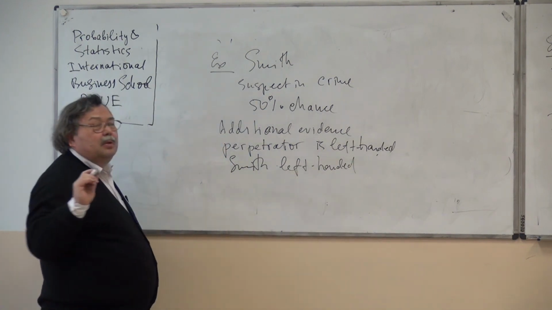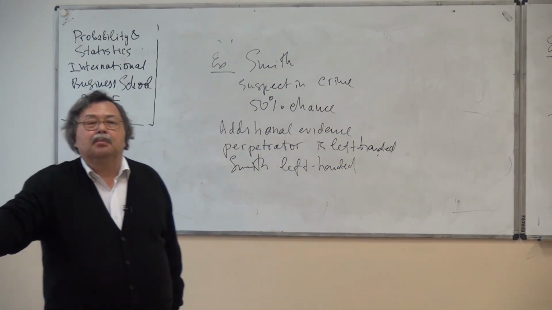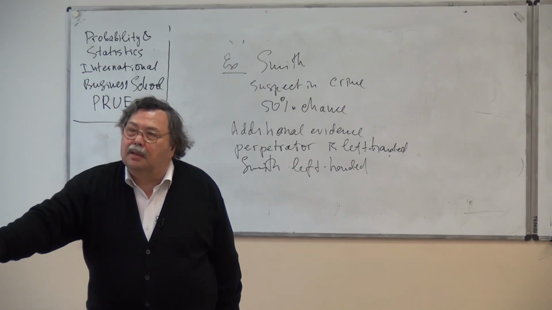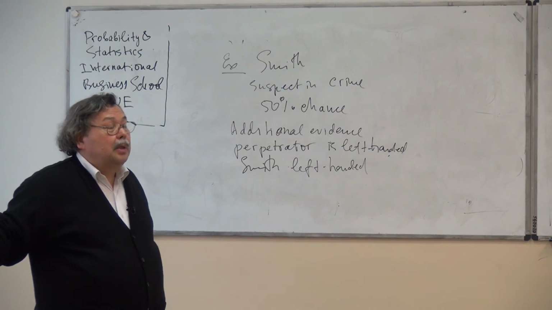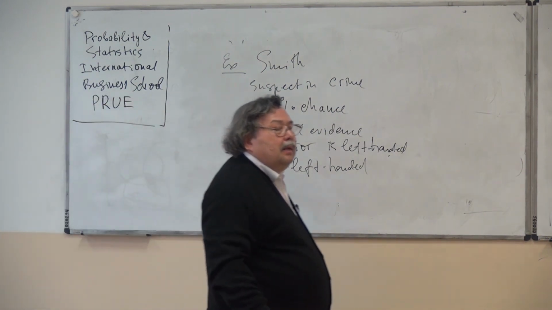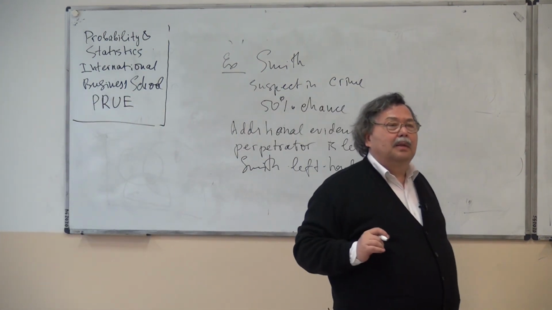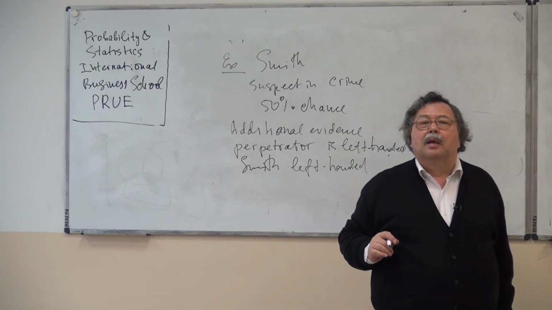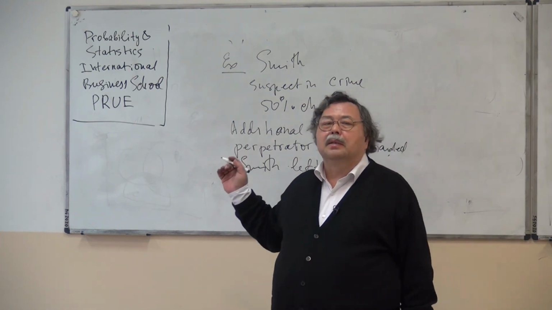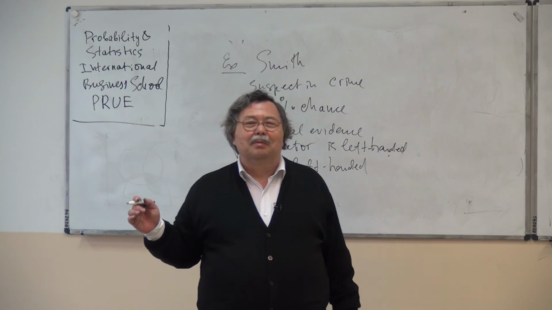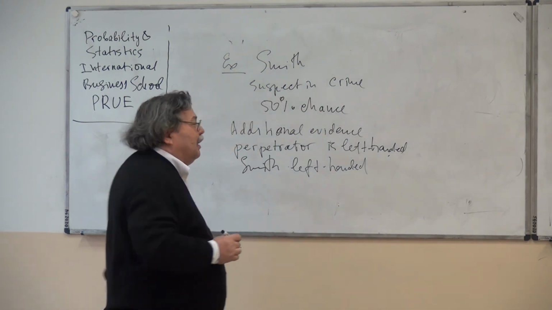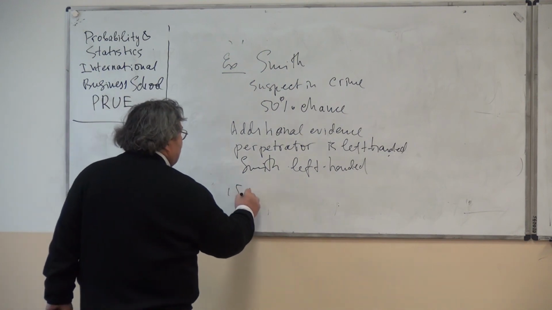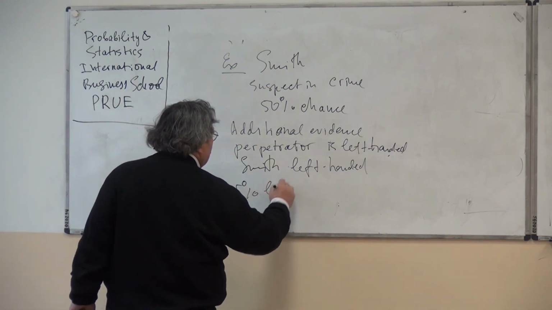Well, what do you think? Does it improve the chances that he is the guilty person? Well, yes, because there is a relatively small proportion of left-handed people in the entire population. Actually, I just consulted Wikipedia, and if we believe Wikipedia, about 15% of the total population are left-handed. So 15% are left-handed.